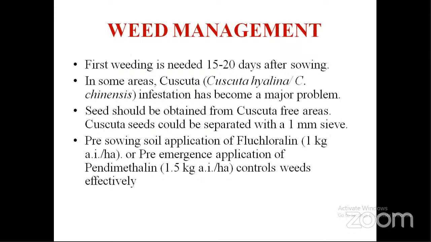First weeding is generally needed at 15 to 20 days after sowing. Cuscuta chinensis and Cuscuta hyalina both have become a major problem in Niger cultivation. And Cuscuta is also a problem in linseed cultivation. So for reduction of Cuscuta, seed should be obtained from Cuscuta-free areas, and Cuscuta seed should be separated with a 1 mm sieve also. And pre-sowing application or pre-plant incorporation of fluchloralin or pre-emergence application of pendimethalin both control the weed effectively. And at 30 to 35 days after sowing, one hand weeding is necessary.